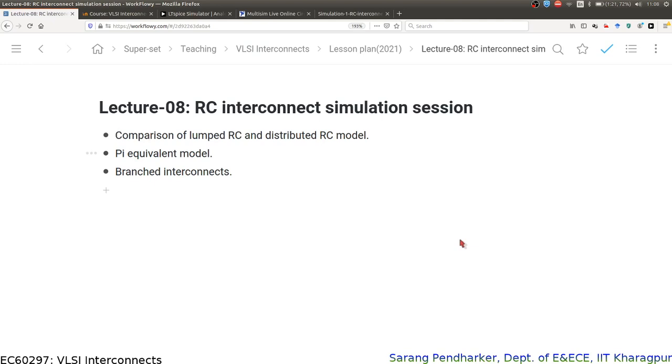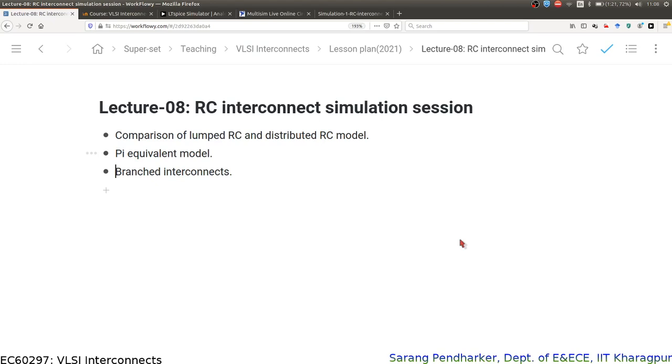So what we will do is that we will compare a lumped RC model and a distributed model for interconnect. We will look into pi equivalent models and verify whether pi equivalent models give us more accurate results. And then using these pi equivalent models, we will simulate branched interconnect.